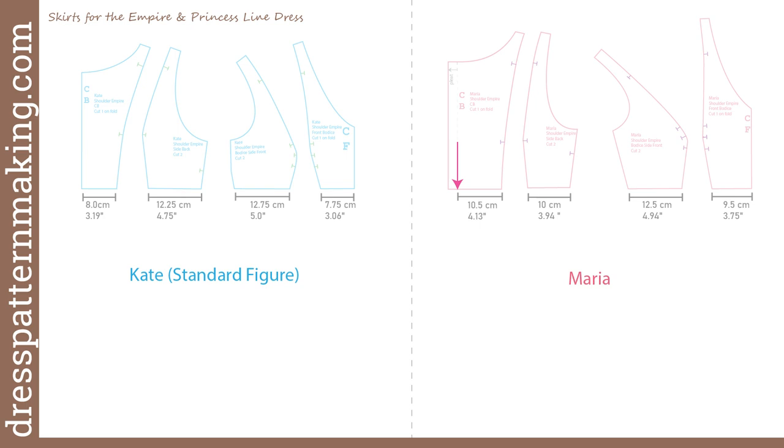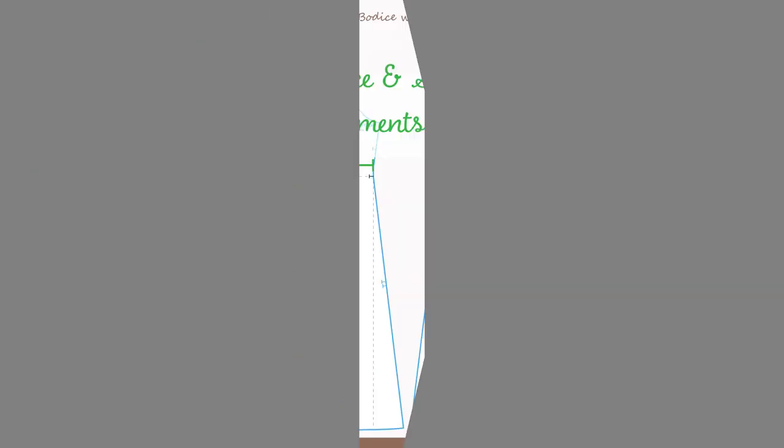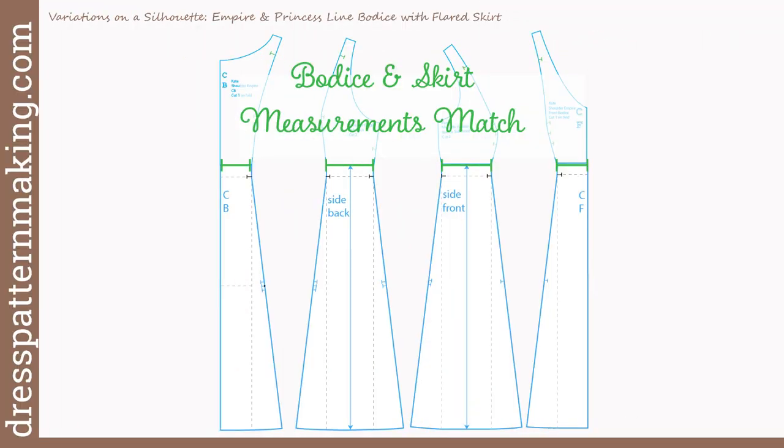You need to make sure that your measurements are correct, and by that I mean, one, your underbust measurement is the measurement you need to draft a garment that fits you. Two, the underbust measurement is the same for the bodice and the skirt, so that those two seams will match and can be sewn together. And number three, the measurements for each panel, the bodice pattern piece and the skirt piece that goes with it, should end up the same measurement.